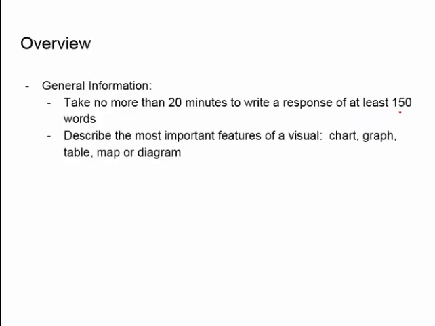What you're going to do in Task 1 is you're going to describe the most important features of a visual that they give you. Usually the visual is a chart or a graph. It could be a map or some type of diagram as well. They use many different kinds of visuals, but what you will do is to write a report about what you see. Sometimes they give you two visuals to compare or comment on.